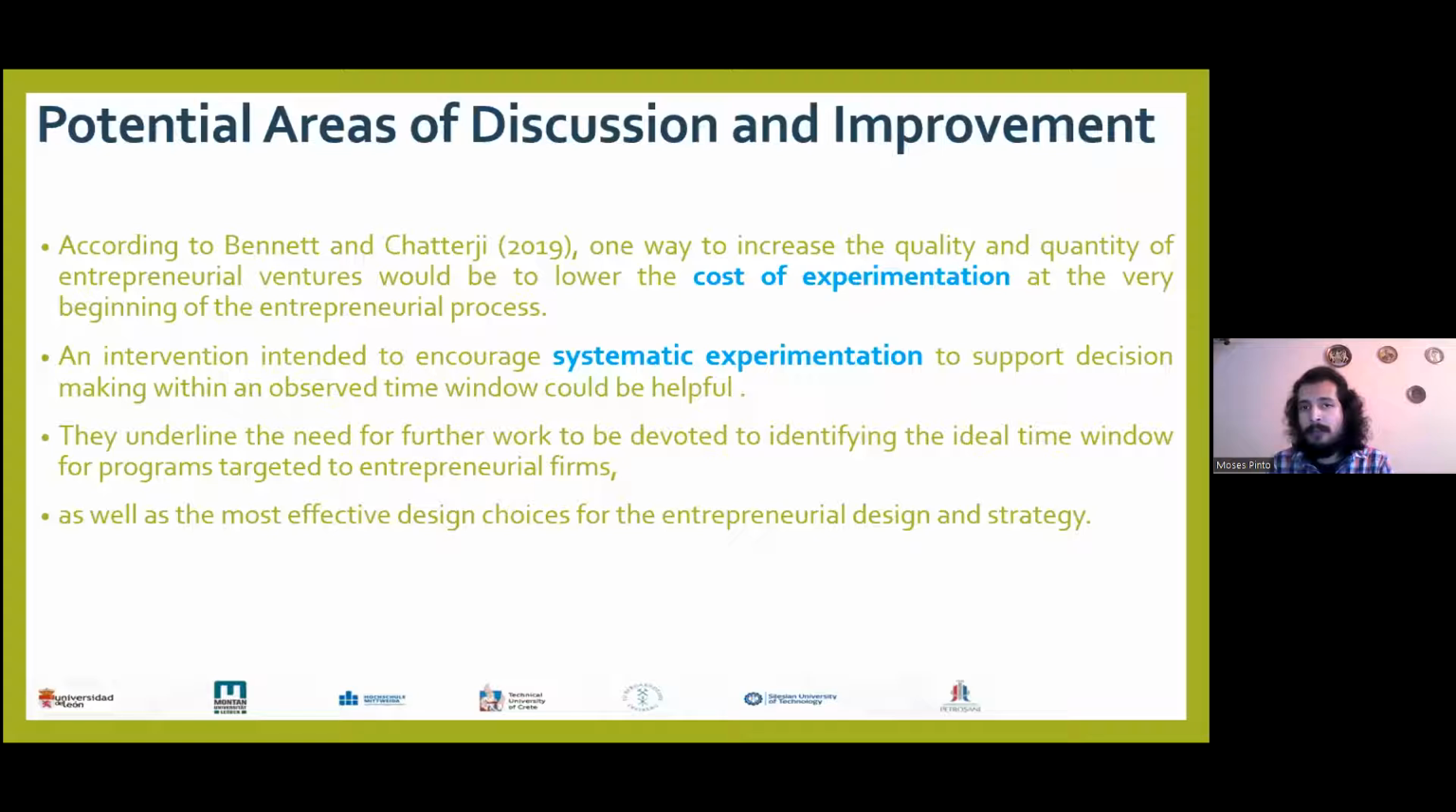But it could also involve guidance from industry experts, from academicians, consulting with business leaders, and that could actually reduce the cost of experimentation, which is an inevitable part of entrepreneurship. An intervention intended to encourage systematic experimentation to support decision making within an observed time window could be helpful. They underline the need for further work to be done, devoted to identifying the ideal time window for programs targeted to entrepreneurial firms, as well as the most effective design choices for the entrepreneurial design and strategy.